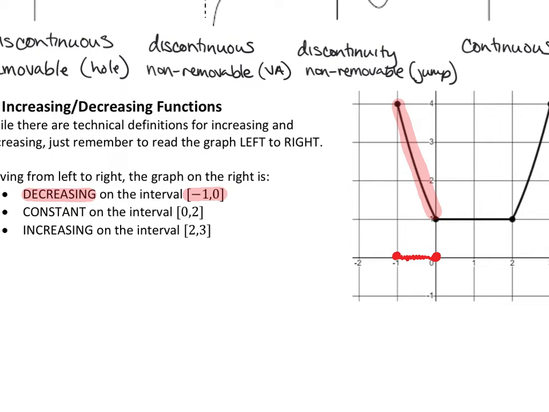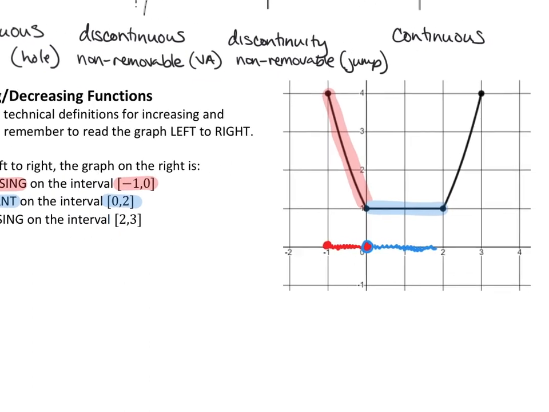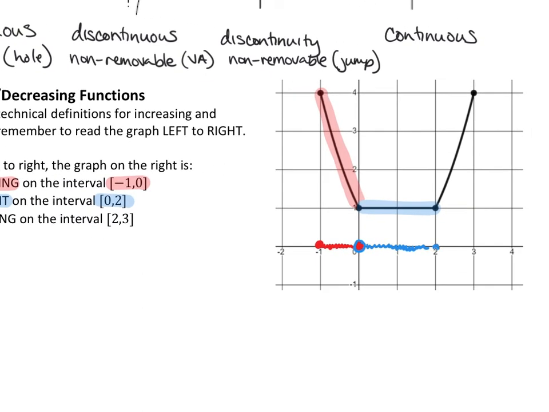The next section is called constant. That's not a highlighter. A constant part of the function, because it's just flat. That makes sense, but where did we get the numbers 0 and 2? We got them because this is the interval on the x-axis where the graph is flat. Okay, that little section right there, from 0 to 2.